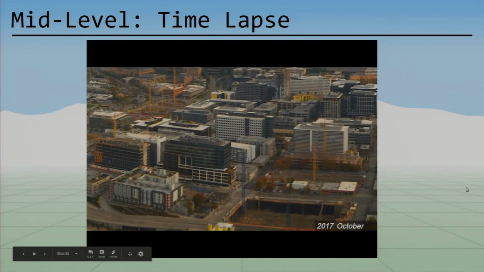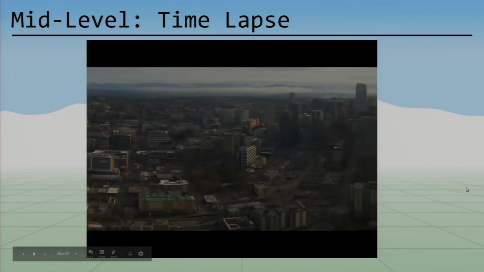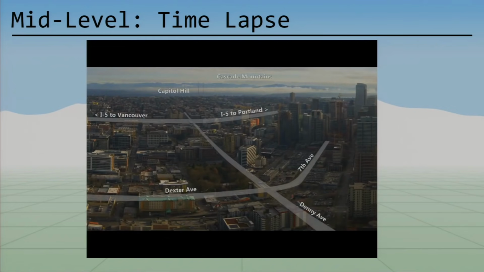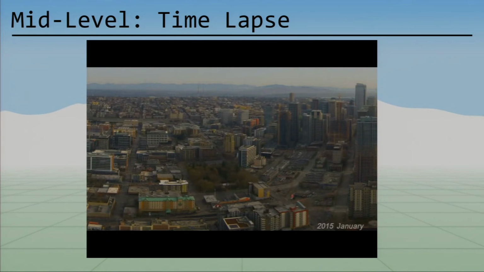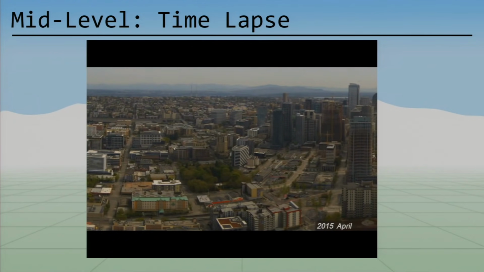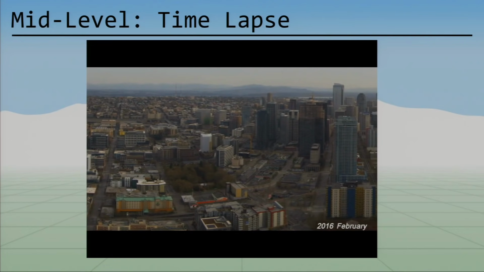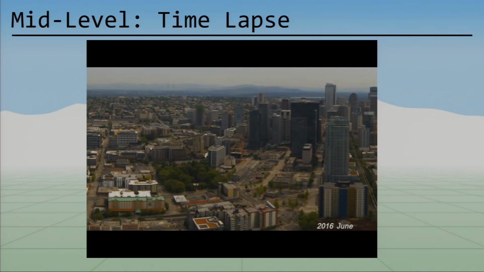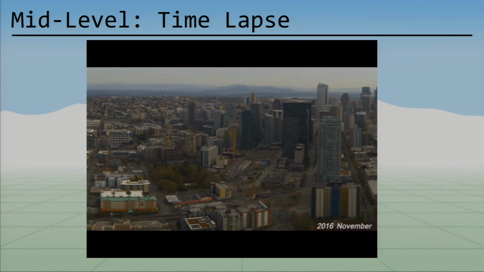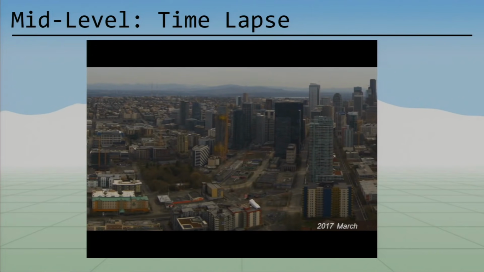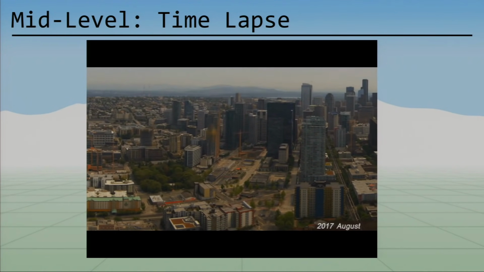In sort of the realm of things you can do when you take computer vision into the time domain, we have things like time lapses, where you take a bunch of images over a really long period of time. And in this case, this is Seattle from 2015 to 2017 or something. And we see all of these buildings being built. And there's actually a fair amount of processing that has to happen to make something like this look good.